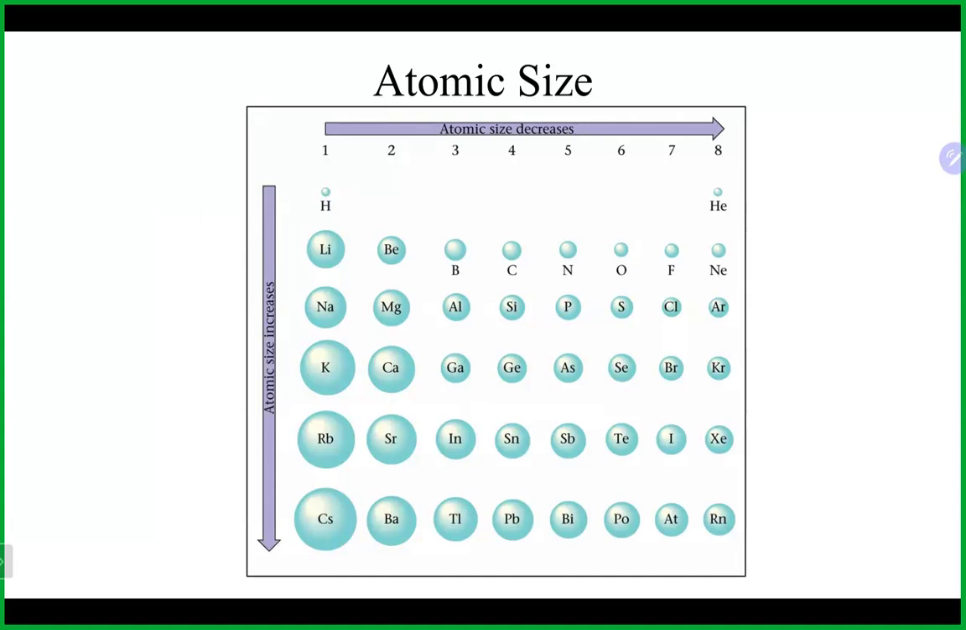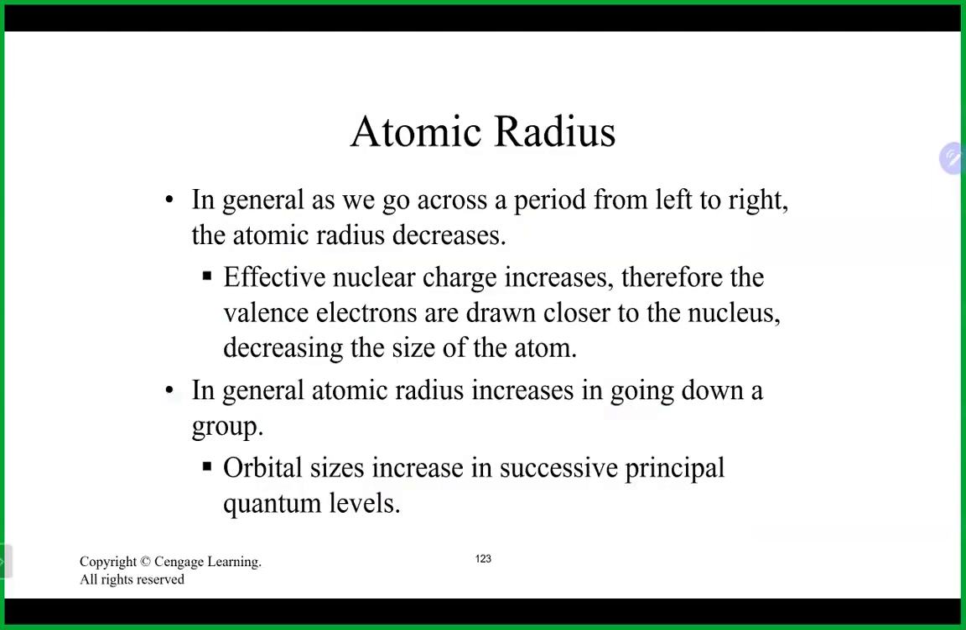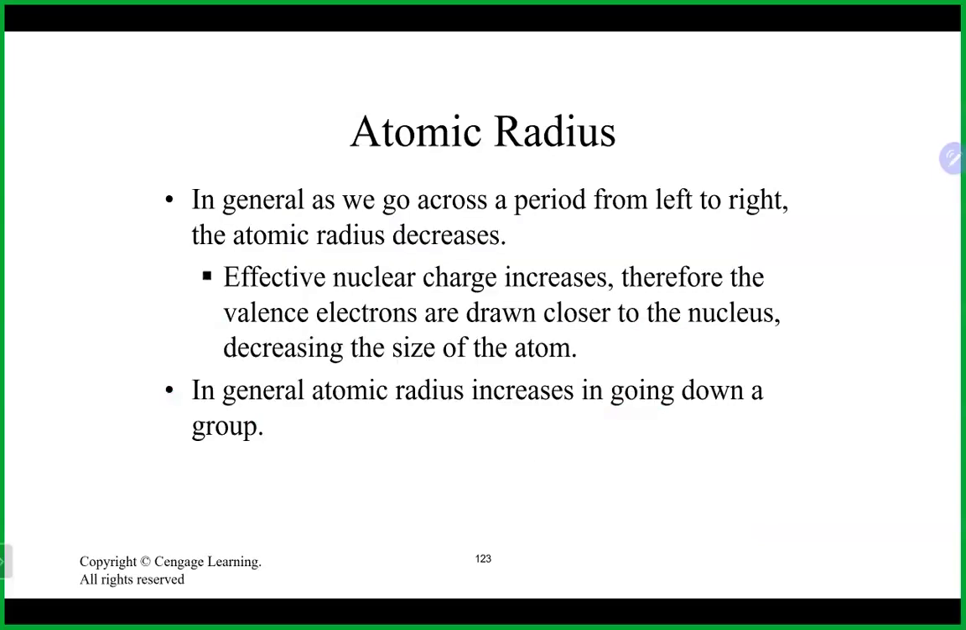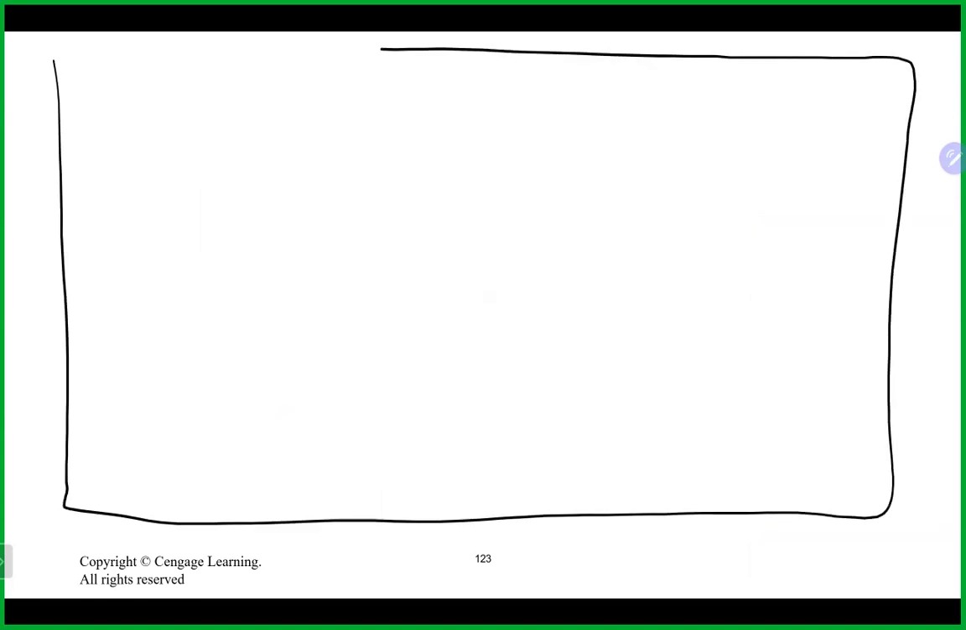When we take all of these trends together, it does make sense in terms of what we know happens for metals and nonmetals. So let's just draw a generic periodic table, also known as just a big box on the screen there.